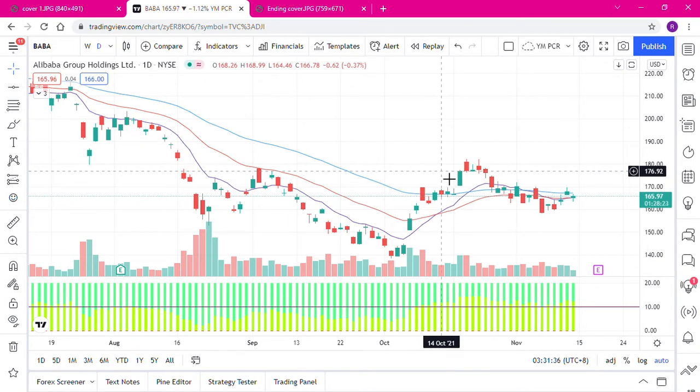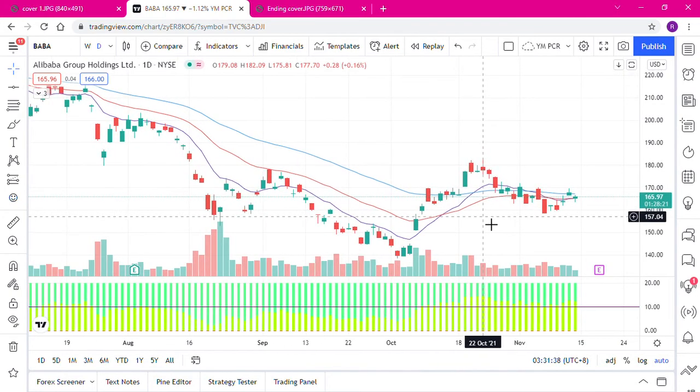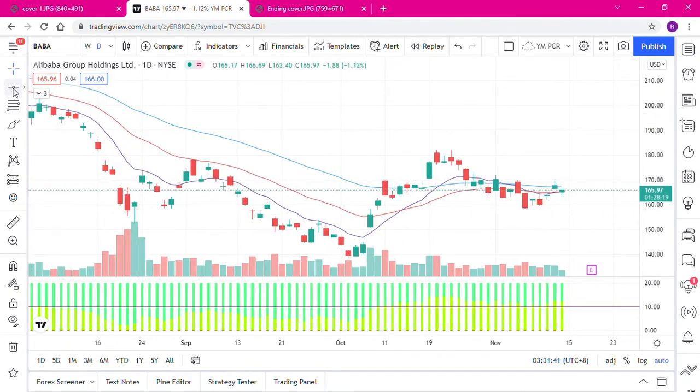But the next thing that you can monitor is, alright, use the same line, the horizontal line. Alright, you can draw the support.